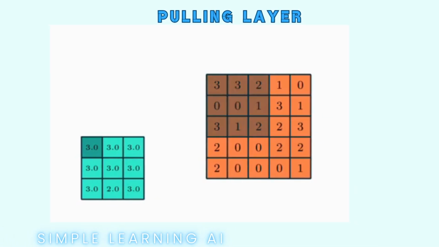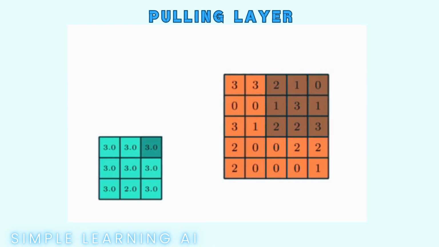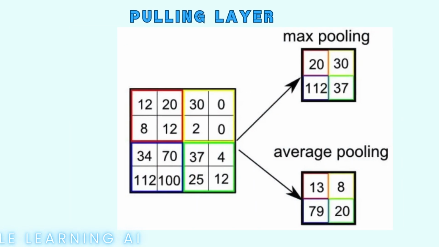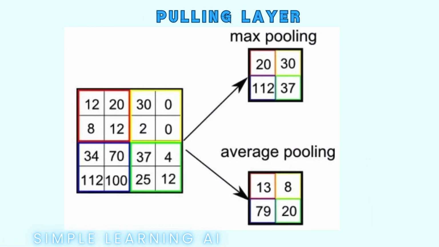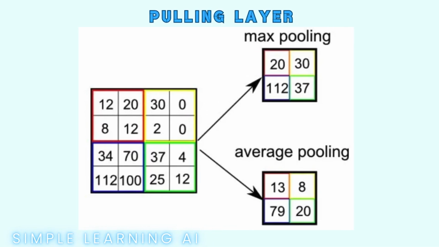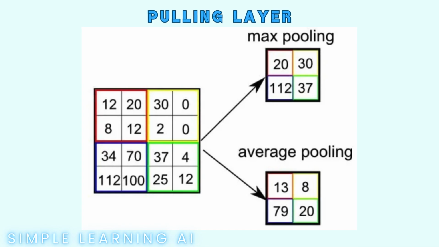The pooling layer reduces the spatial size of the feature maps, which lowers computational cost and helps avoid overfitting. There are two main types of pooling. Max pooling picks the maximum value in a region, preserving the most dominant features. Average pooling calculates the average value in a region, smoothing the features. Pooling also makes the model more robust to small translations or rotations in the input image.